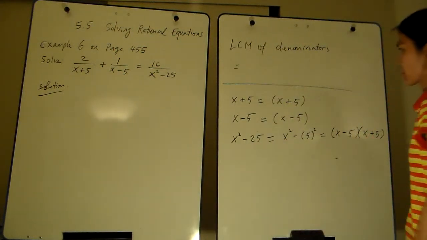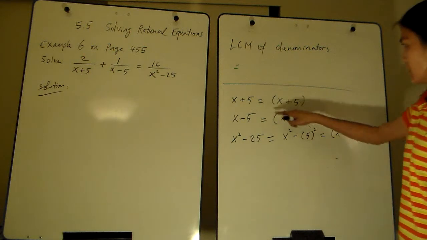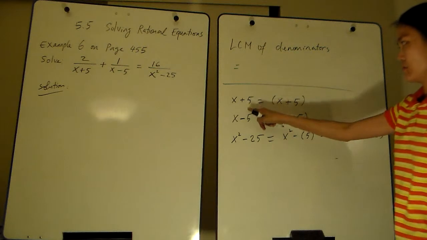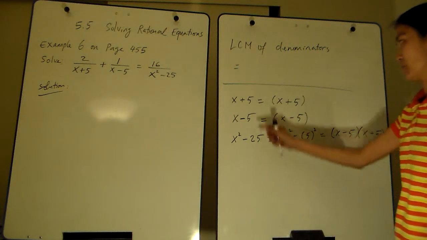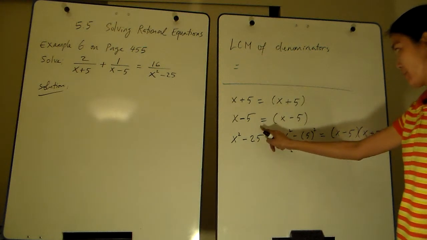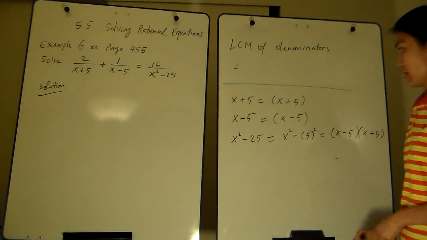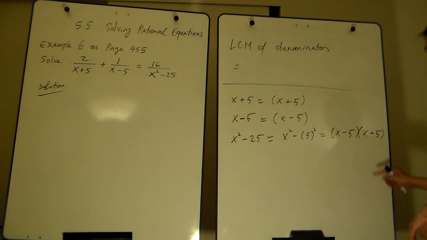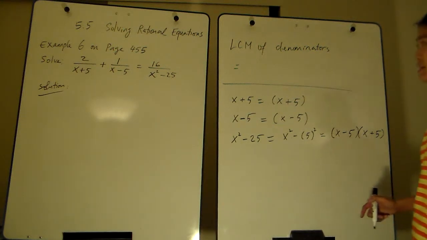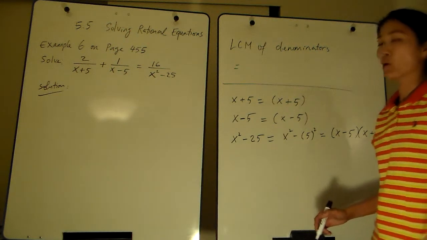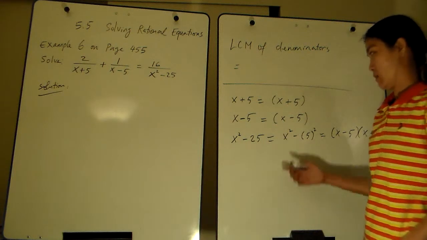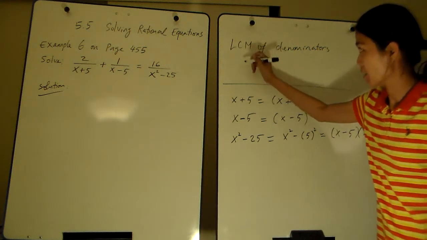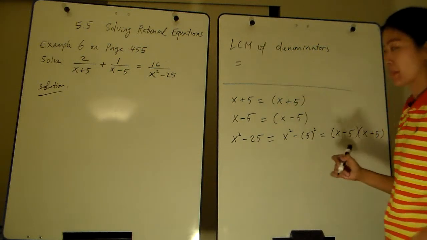So we factor the denominators. The first fraction has x plus 5, which is actually the denominator. Same thing here, x minus 5. For this denominator, you can factor it to x minus 5 times x plus 5. To find the LCM, you include all the unique factors, but you include the one with the highest exponent.